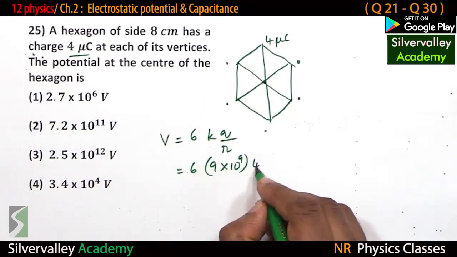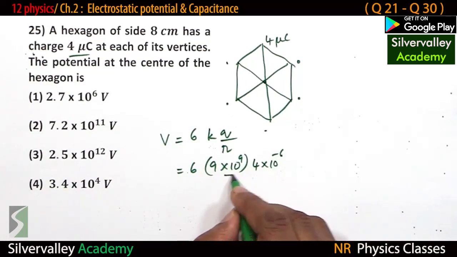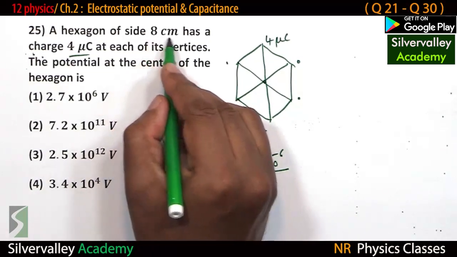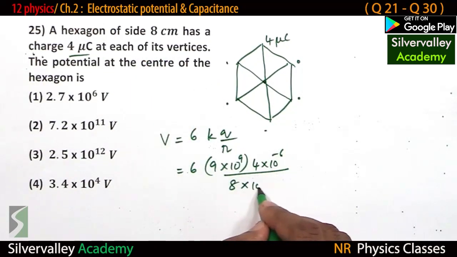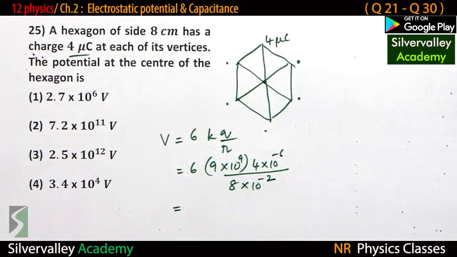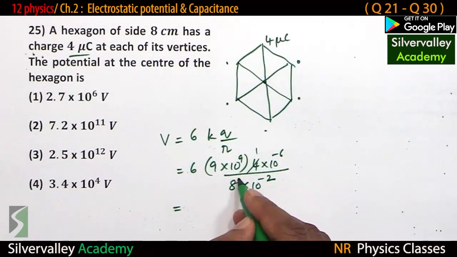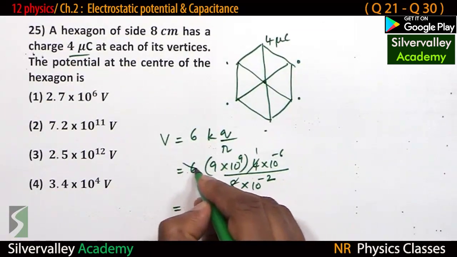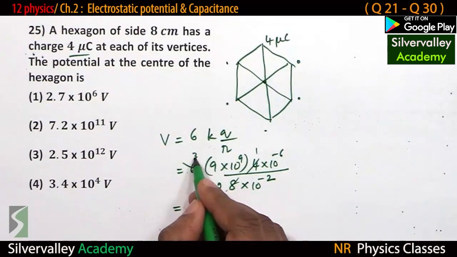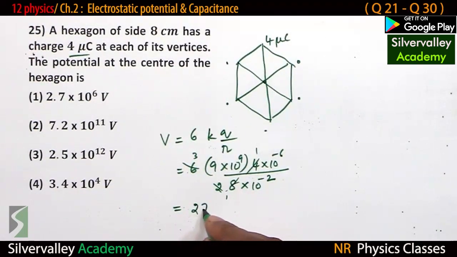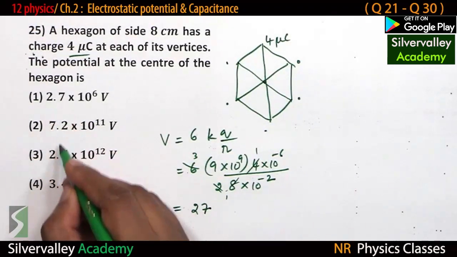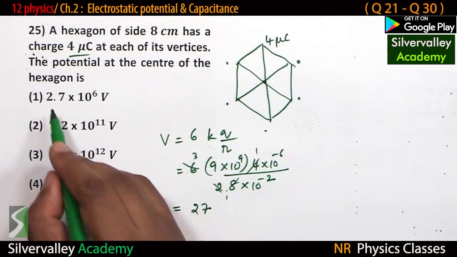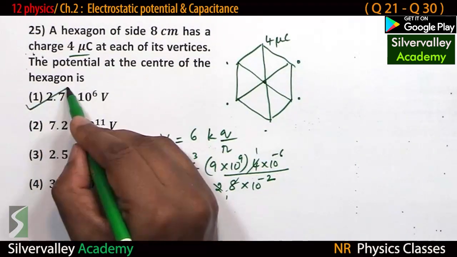Each charge is 4 micro, by distance 8 centimeter, that is 8 × 10 power minus 2. 4 1, 4 2, 2 1, 3, 9 3, 27. Just check once. With 2 7 there is only one option, so this should be the correct option.